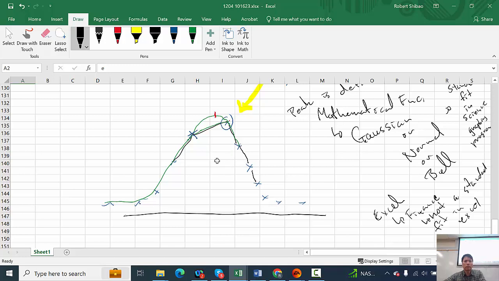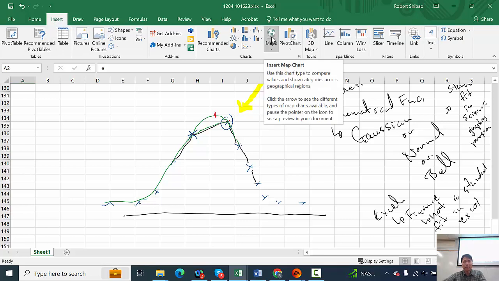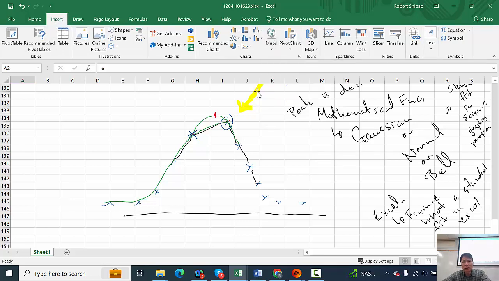What I mean by that is, when we go to insert, let's see if I can do that without having a chart here. Yeah, I'll have to make a chart.